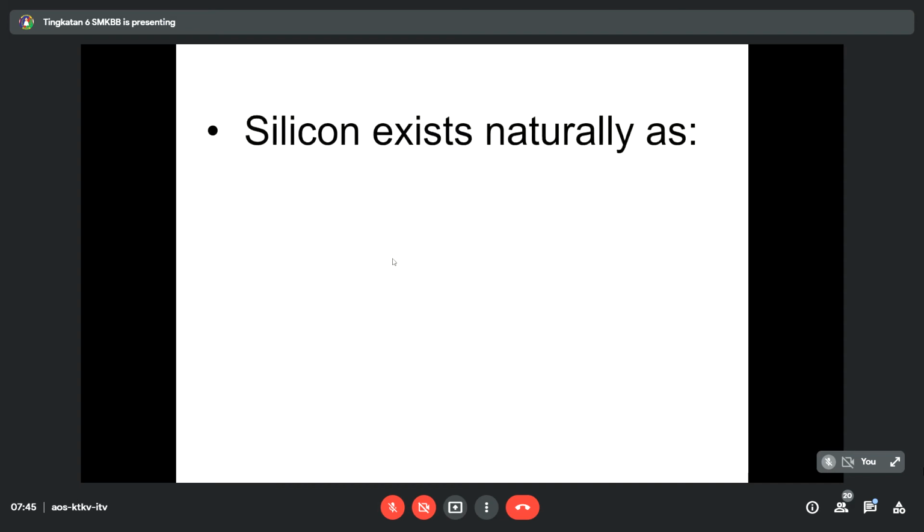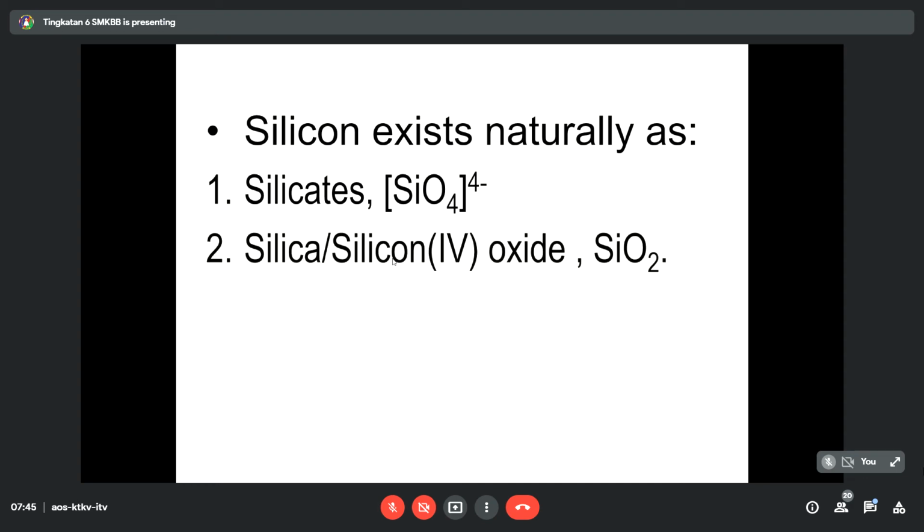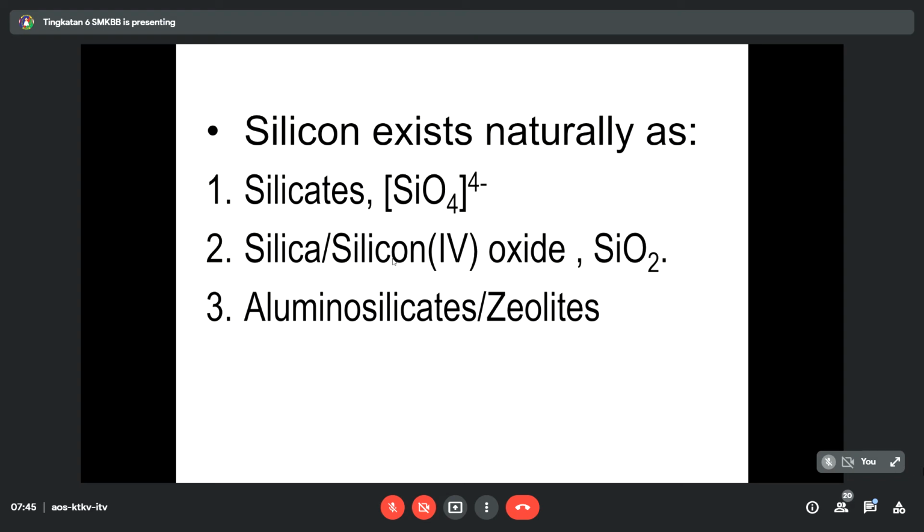So of course, silicon normally naturally exists as a silicate, which we're going to study here. And then of course, silicon may also be present as SiO2 only, silicon dioxide. And of course there are all these aluminosilicates, which all contain Si. The functions, of course, are different, the uses are different.